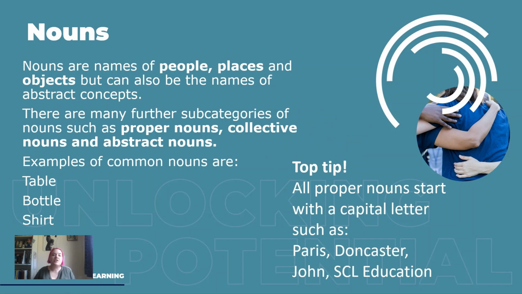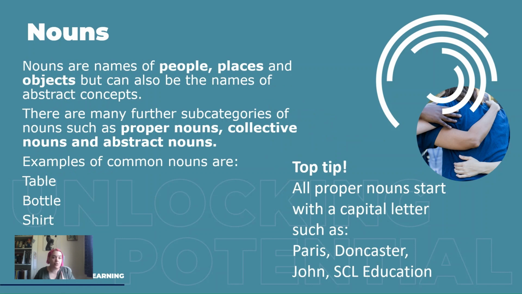So the most common form of nouns are, understandably, the common noun. And the examples that we've got on here are things that are everyday objects around you. So physical, tangible things that you can touch. Table, bottle, shirt, things like that. So a noun is a name of an item.